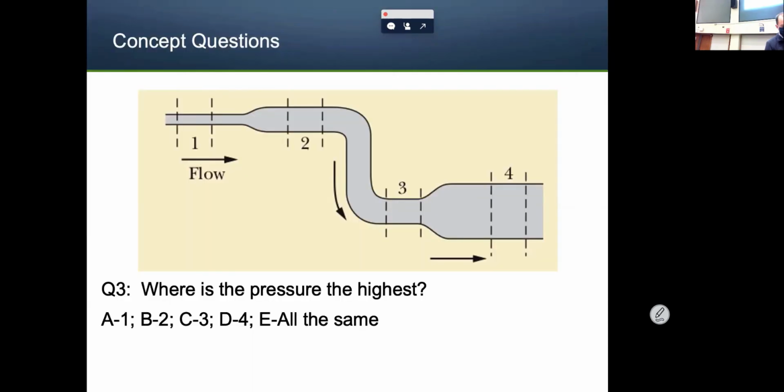where is the pressure highest? So you can bank that question, and we'll ask it at the beginning of class on Friday.